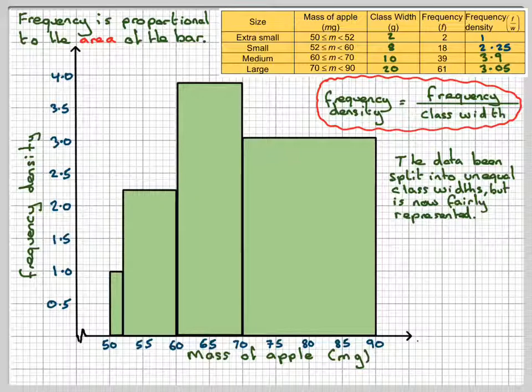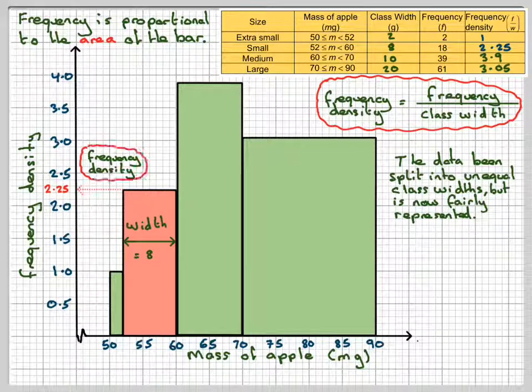Now, sometimes you're given the problem in reverse. Say, for example, you're given the histogram and you have to come up with the frequency table. Well, you just need to work backwards. So you'll need to work out the width here. The width here was 8 because it went from 52 to 60. And then the frequency density is 2.25. So working backwards, frequency will be frequency density times class width. So the frequency will be 8 times 2.25, which is equal to 18. So sometimes you're given the histogram and you have to come up with the frequencies. So you should know how to do that.